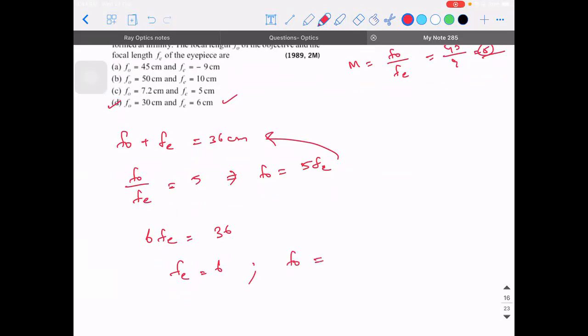சரி, அப்ப f naught வந்து என்ன வரும்? 30 ஆ? The answer. So 30 and 6. Simple. இந்த problem ஓட லாஜிக் என்னன்னு பார்த்தா 2 unknowns 2 equations. ஓகேவா?